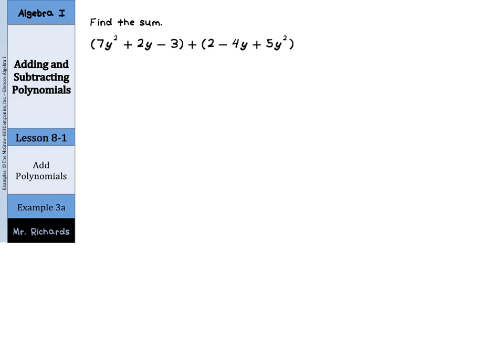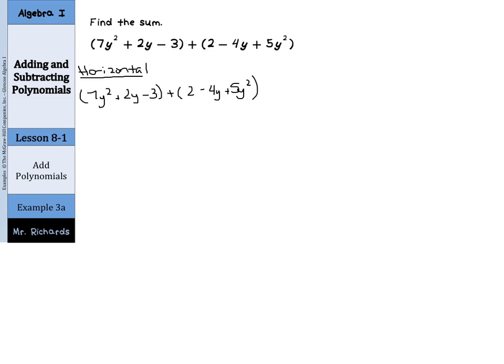There are two methods to find the sum of polynomials. The first is called the horizontal method, and the second will be called the vertical method, and we're going to practice both with this example. Now, if I rewrite our example with the horizontal method, 7y squared plus 2y minus 3, we're adding, so plus 2 minus 4y plus 5y squared.